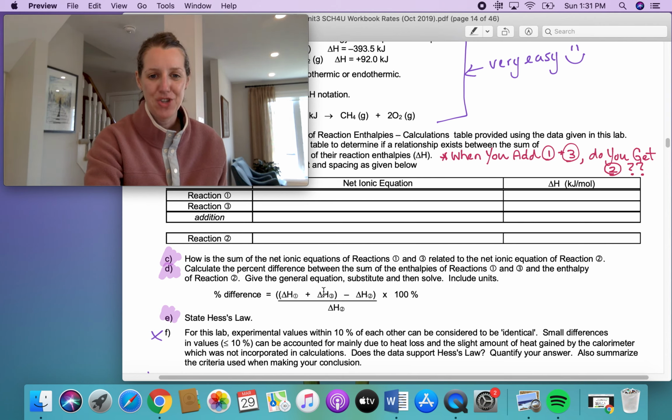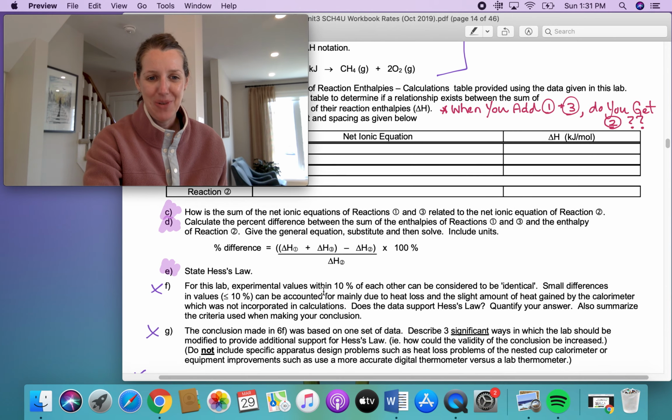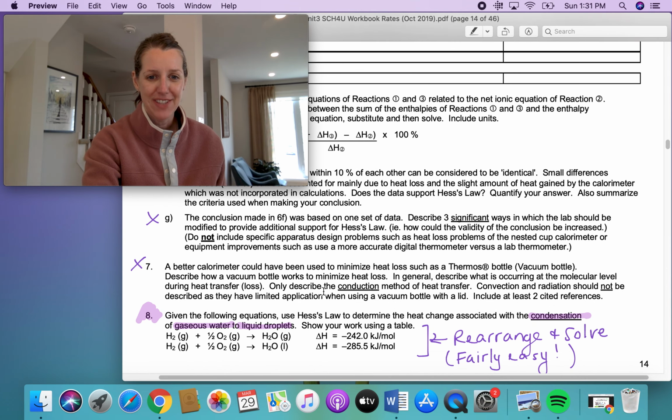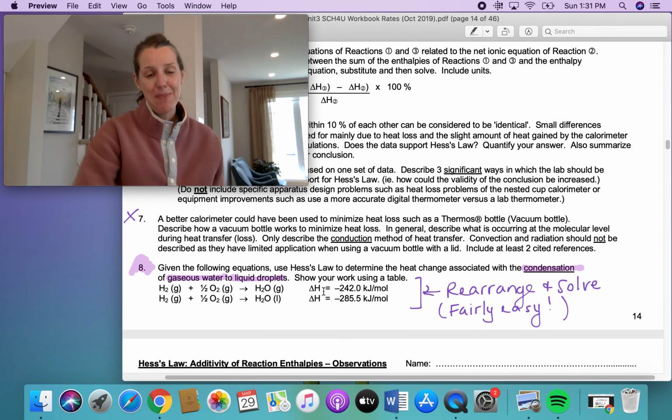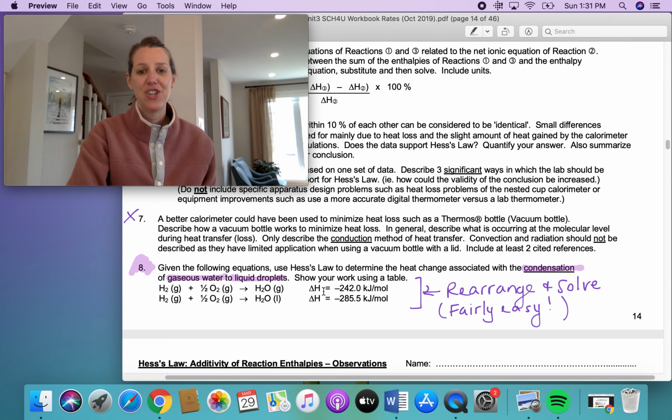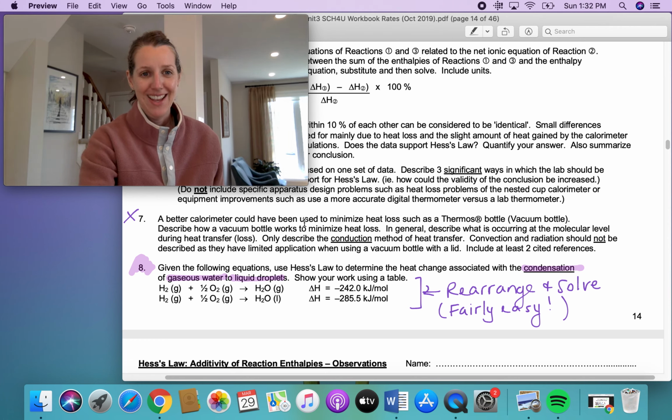Okay, so you don't really have to do question number F if you understand the equation. I wouldn't bother about doing G or question number 7 either. But question number 8 might be a nice little round finishing up type question, where you are given a couple of equations and you want to associate the heat with the condensation of water in the gaseous form to liquid droplets, just how do you rearrange those equations and solve. Okay, and that's it for the dry lab for enthalpy, and I think that's it for that lesson. So we'll pick it up next time with the next concept, which is looking at the standard heat of formation. Okay, so let me know how it goes, and good luck. We'll talk to you next time.